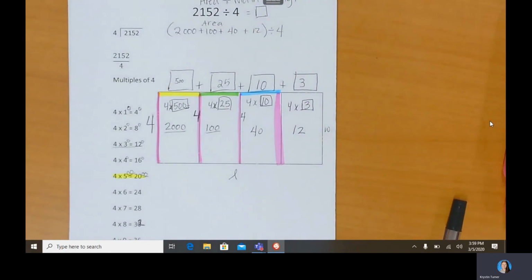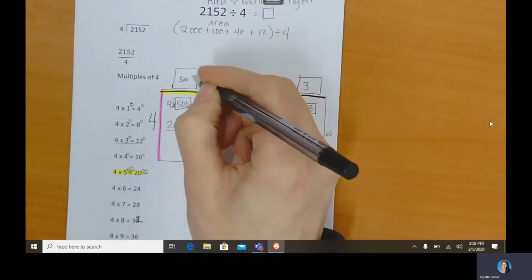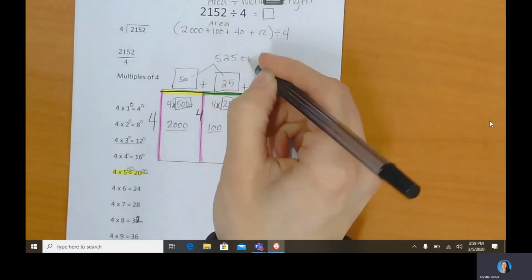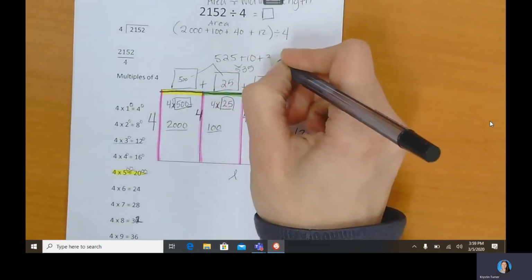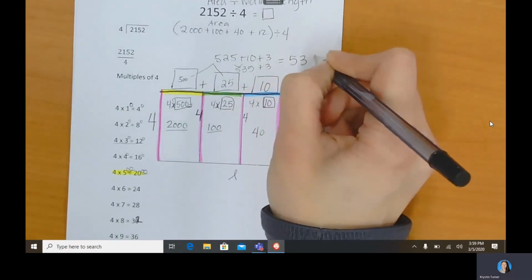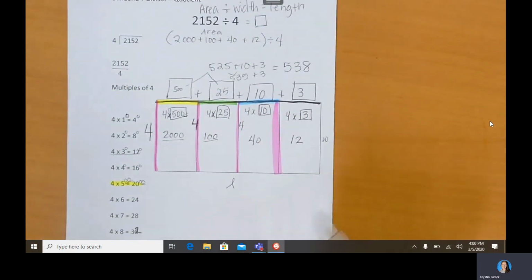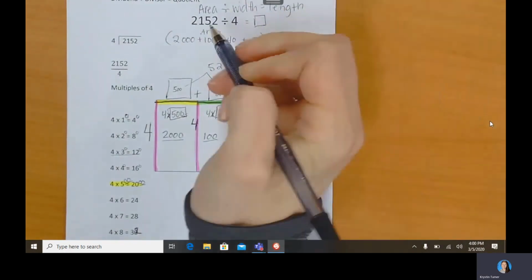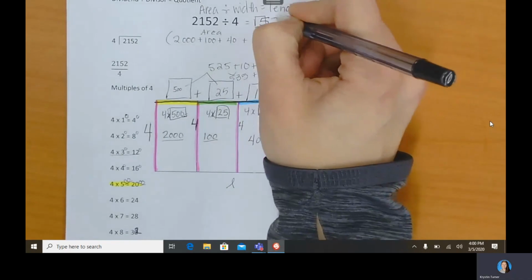So now I want to see what the entire length of the rectangle would be. The entire length of the rectangle would be 500 plus 25 plus 10 plus 3. I have to add these 4 together. These two would be 525, plus 10 more would be 535, plus 3 more is 538. So what did I multiply times 4 to get 2,152? 538. So 2,152 divided by 4 would be 538.